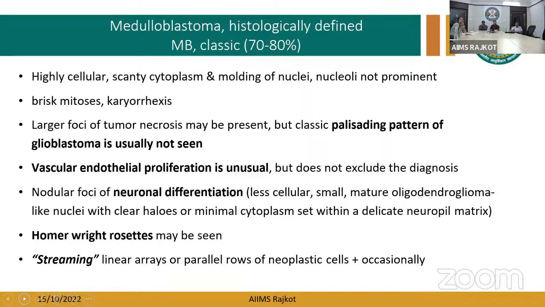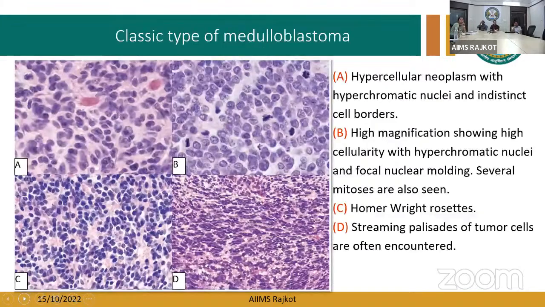Now we go to the histopathology of the classic type. They will be highly cellular, molding of nuclei will be seen, with brisk mitosis and karyorrhexis. There will be focal tumor necrosis, but there will be no palisading pattern of glioblastoma. Vascular endothelial proliferation is unusual, but even if it is present, it will not exclude this diagnosis. There can be neuronal differentiation, Homer Wright rosettes, and streaming will be seen. Here you can see the nuclear molding, and some Homer Wright rosettes will be there, as well as the streaming will be seen.